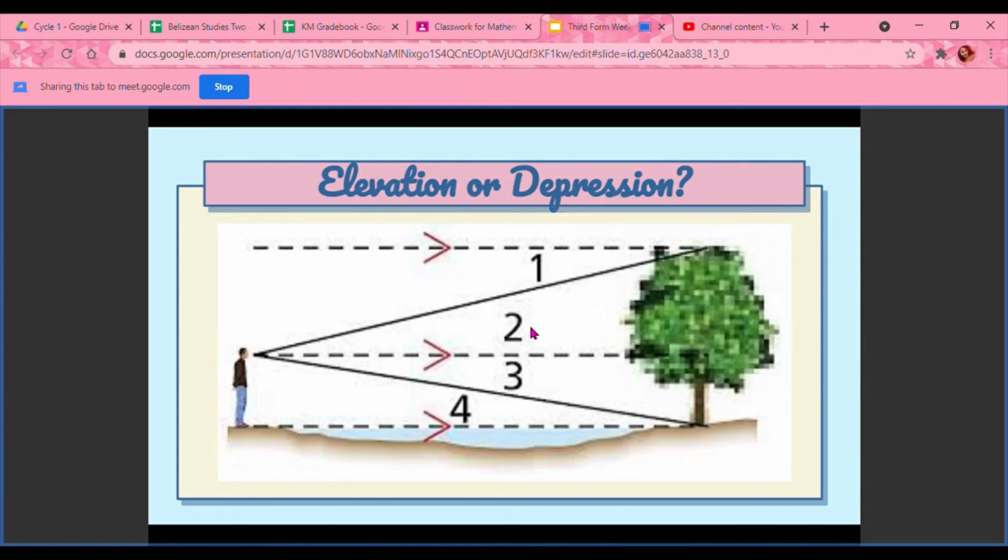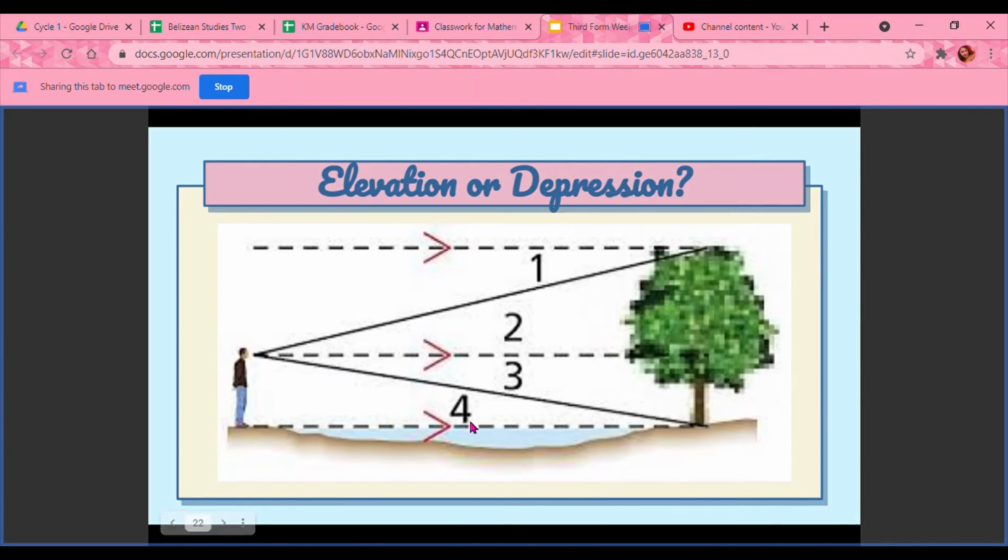Elevation. Very good. So we first had an angle of depression. Now we have an angle of elevation. Now if I have this broken line and I look down so that I can create angle number 3, what kind of angle is number 3? Depression. Very good, depression.